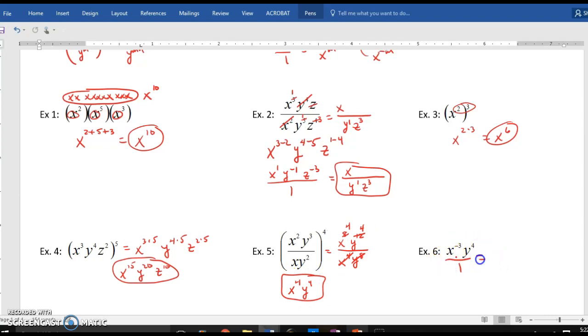Then example 6, put that over 1, and I look to make that exponent positive. I bring it down. Then I keep the y to the 4th up top.